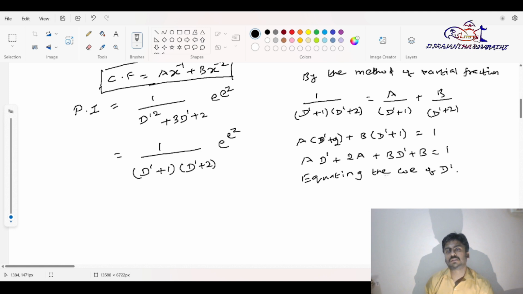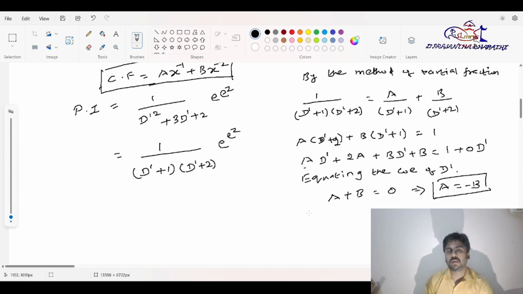So what is the coefficient of D dash? On left hand side, A plus B. You don't have the D dash term in the right hand side, so I can write it as 1 plus 0 D dash. So now tell the coefficient of D dash on right hand side is 0. So A plus B equal to 0. This implies A equal to minus B.